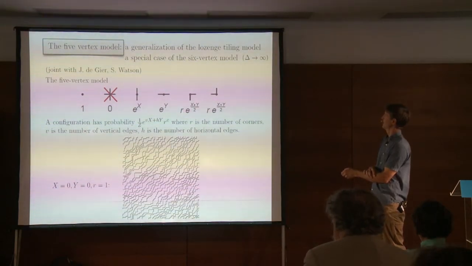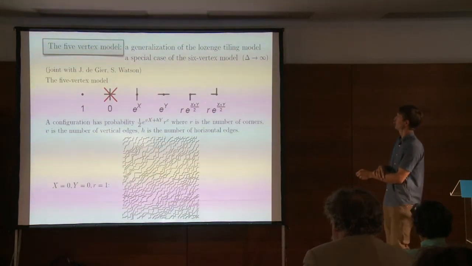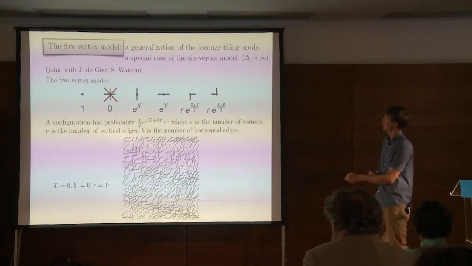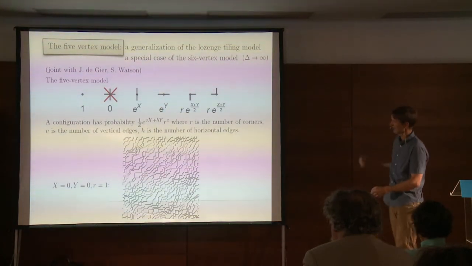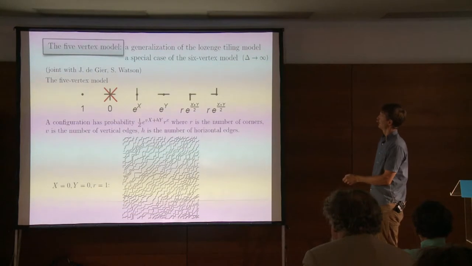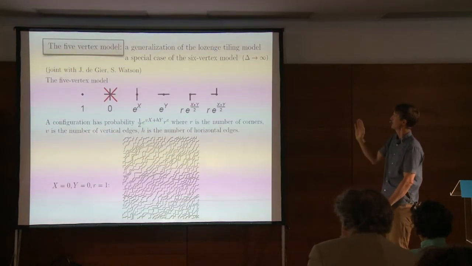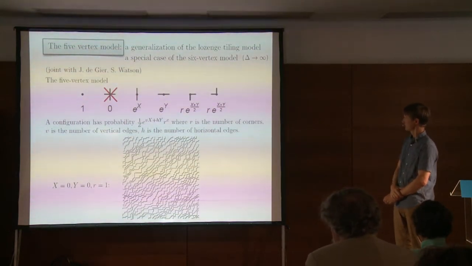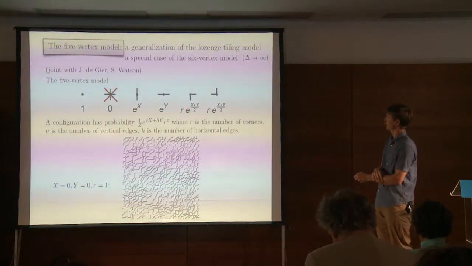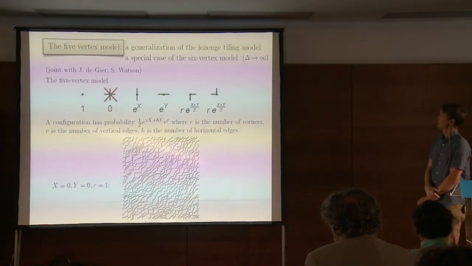1, e to the x, e to the y, r e to the (x plus y)/2 for the last two. So those x and y are the same x and y as we saw in the lozenge tiling model. You can think of e to the x as a weight per vertical edge, and e to the y is a weight per horizontal edge. But there's this one extra parameter r, which gives you a weight per corner.